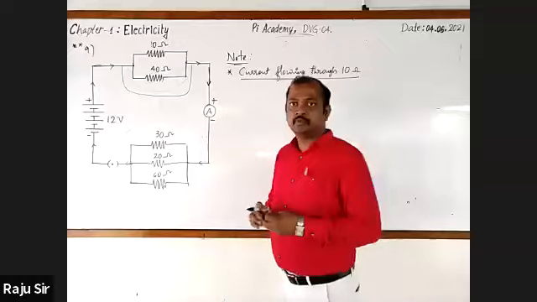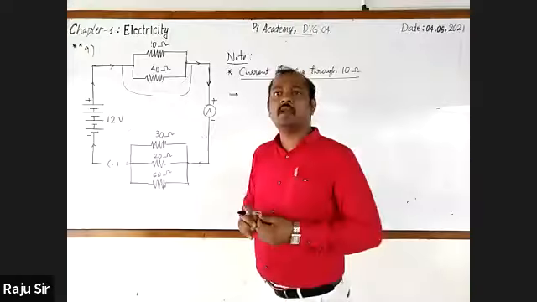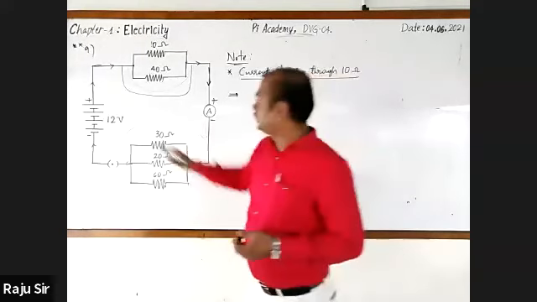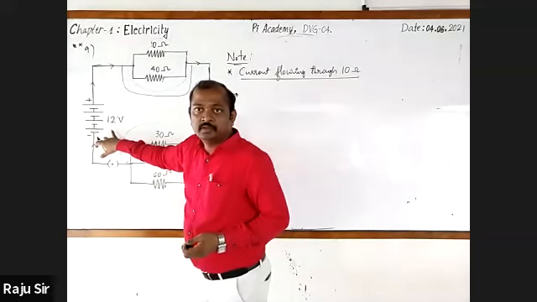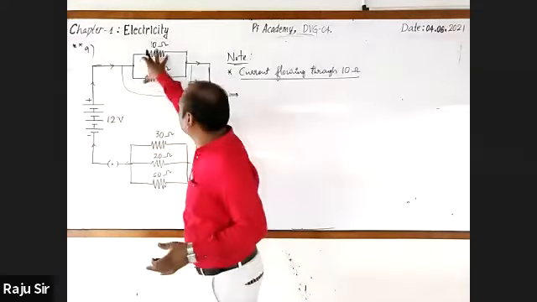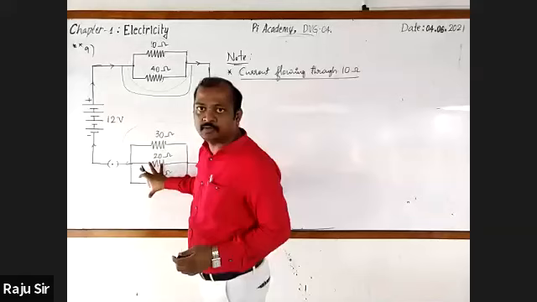Got it? It is 12, sir. No, here on the right, not 12. How will it be 12? 12 volt is the voltage of the battery. This 12 is distributed to this combination and this combination.